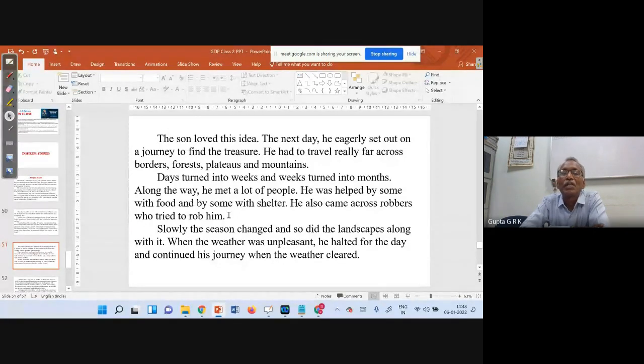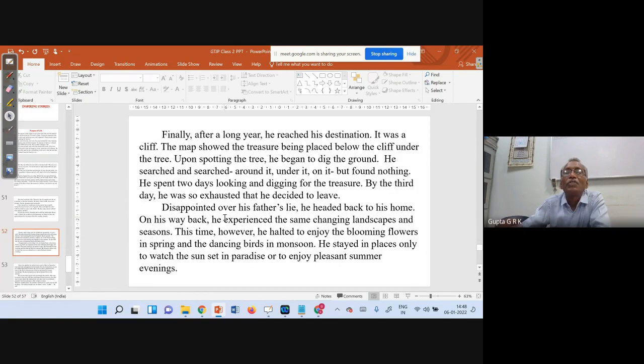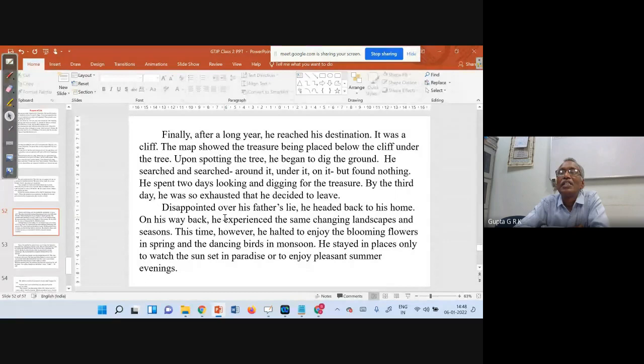He also came across robbers who tried to rob him. Slowly, the seasons changed, and so did the landscapes along with it. When the weather was unpleasant, he halted for the day and continued his journey when the weather cleared. Finally, after a long year, he reached his destination.